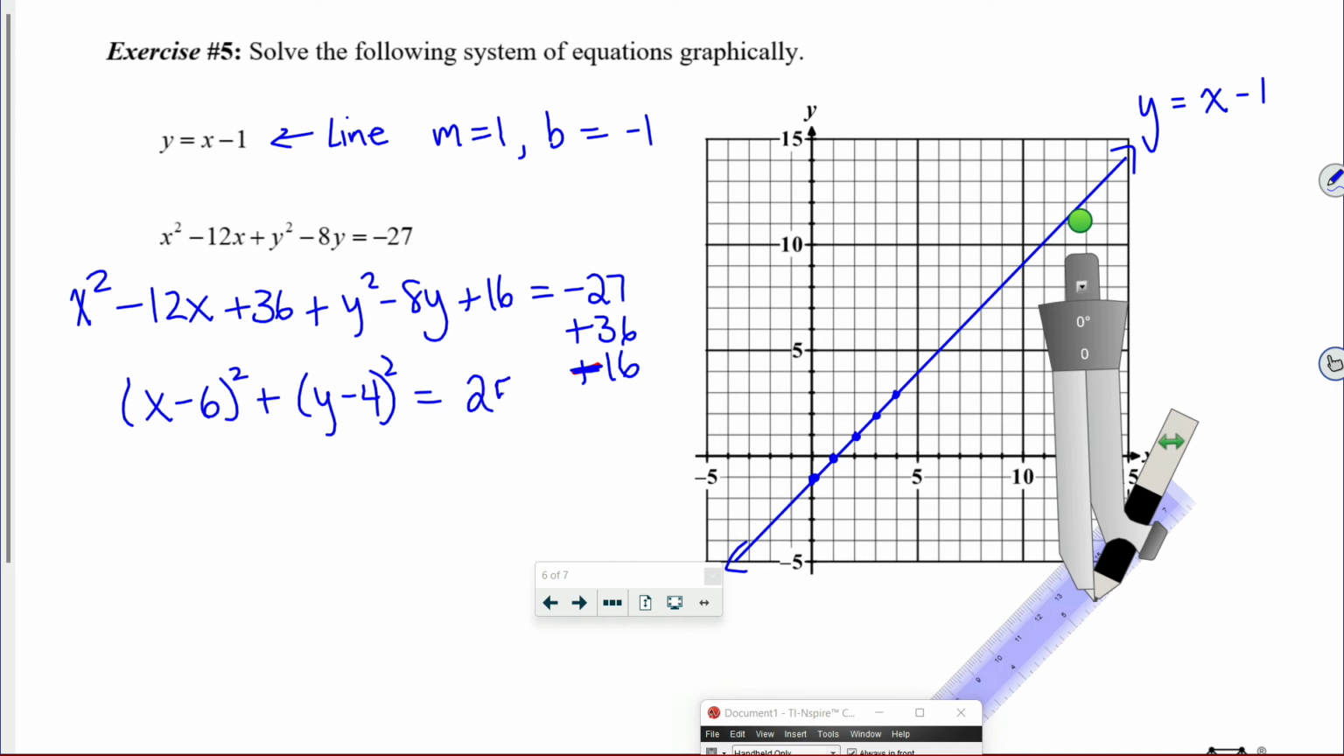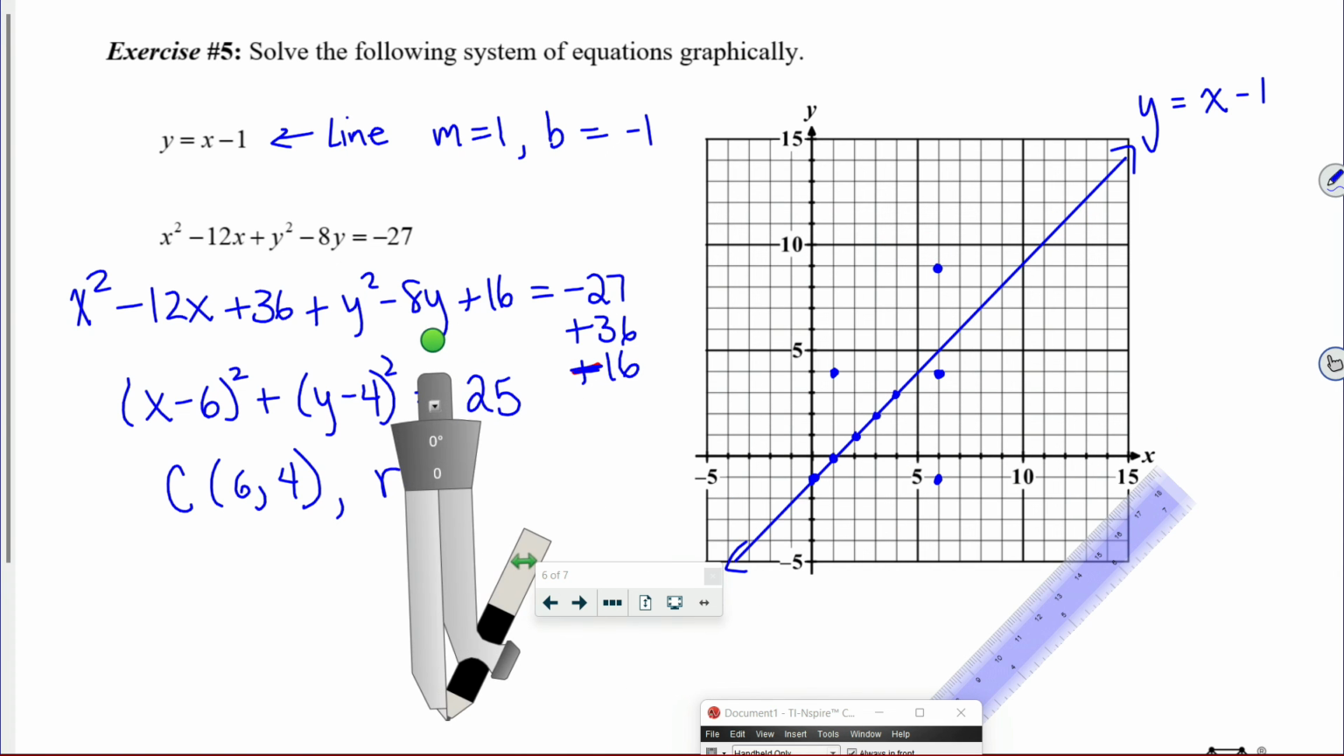Okay. That then gives me all the information I need to graph the circle, because it's going to have center at 6, 4 and a radius of 5. So let's get that out there. Here we've got 6, 4, and let's see if I can count correctly this time. 1, 2, 3, 4, 5 in each direction, and let me move my compass.